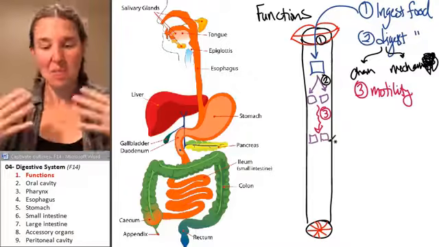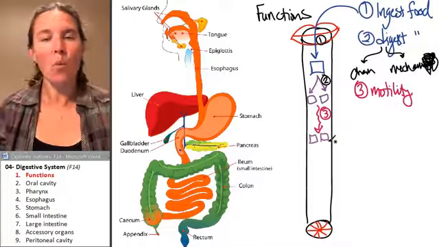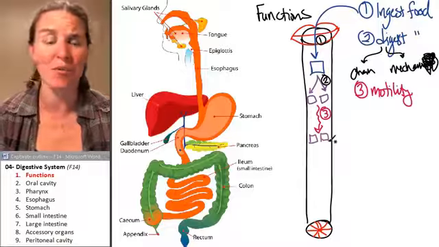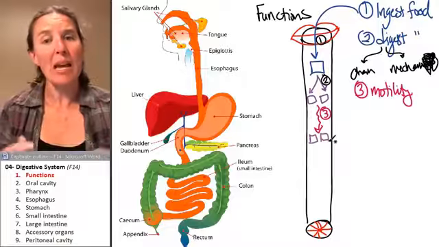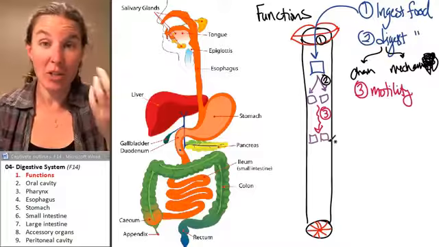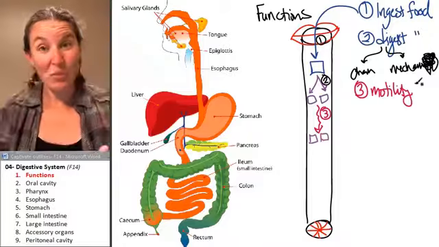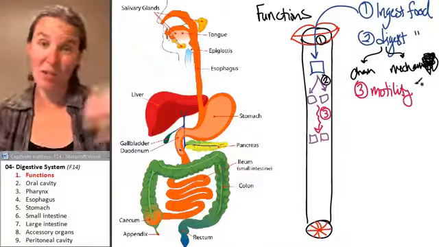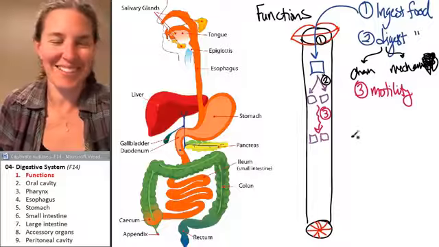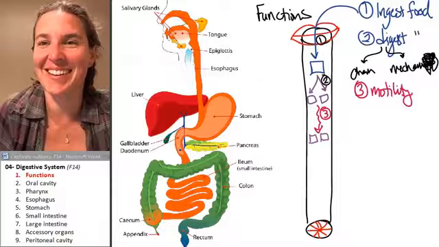As we examine our entire system, we're going to see different parts of the tube, and we're going to name all those different parts of the tube. And we'll notice that different parts of the tube have different functions, like different things are happening in each of the parts, but we have to move the food through the tube in order to get from the start to the finish, which makes complete sense.